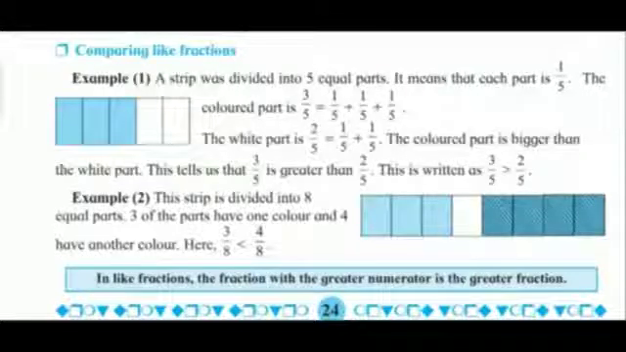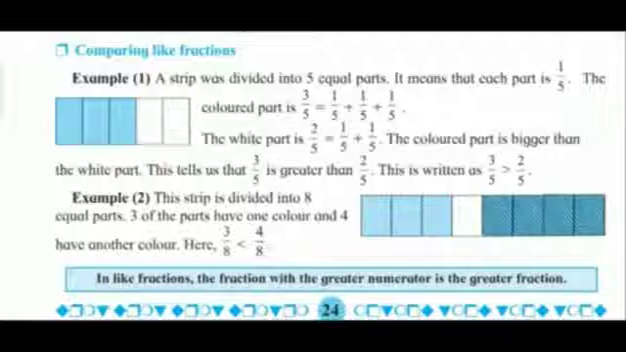Out of those 8 parts, 3 parts have one color, light blue, and 4 parts are shaded blue, meaning there are lines, they are colored but there is a design also. So 3 parts are different and 4 parts are different. So here 3 upon 8 is less than 4 upon 8. How is it less? Because the blue colored part is only 3 parts, and the more shaded part with the design is 4 parts, so obviously that is the bigger one.